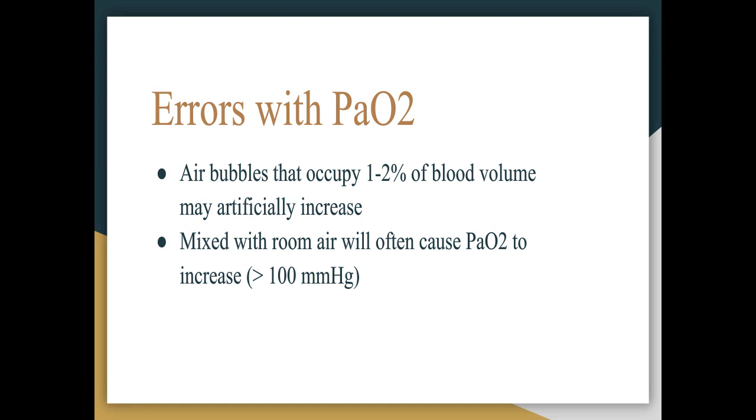If your sample is allowed to mix with room air, whether it sits too long, is iced, or is uncapped, this will often cause the PaO2 to increase to greater than 100 millimeters of mercury. Severe leukocytosis may also cause consumption of oxygen and artificially lower your PaO2.